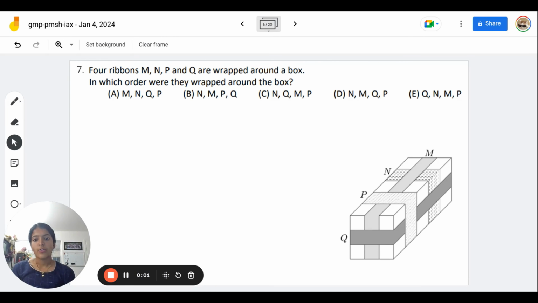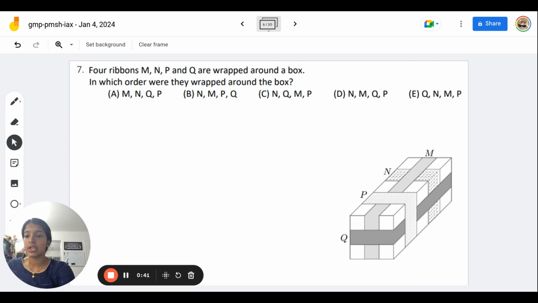Question 7. 4 ribbons M, N, P, and Q are wrapped around a box. In which order were they wrapped around the box? So I have a really cute ribbon cursor for this problem, and we're going to look at this box. So we see that we have M, P, Q, and N. For this problem, what you would do is you would see which ribbon was on top and which one is on the bottom. So if a ribbon's being covered, that means that the ribbon was put on earlier than the ribbon that's covering it.